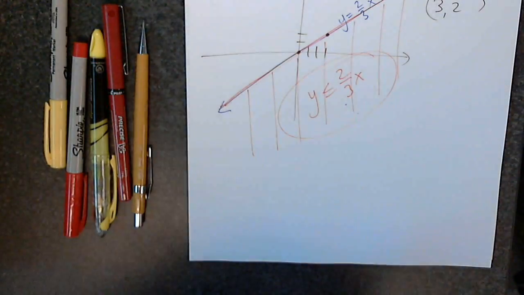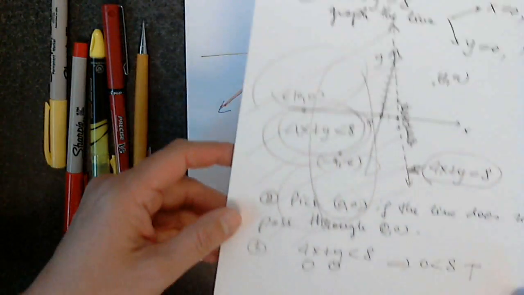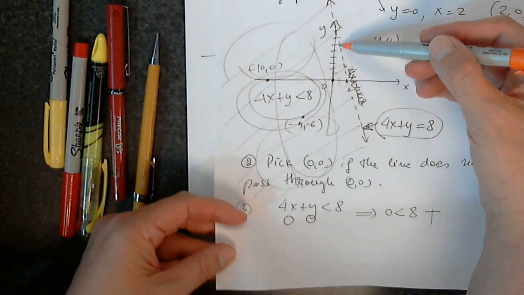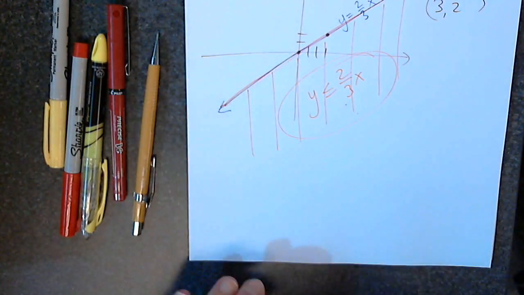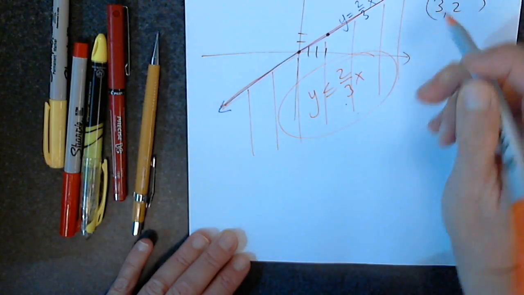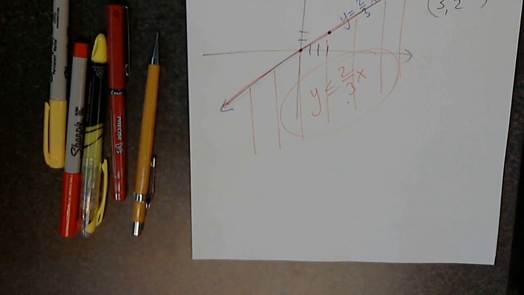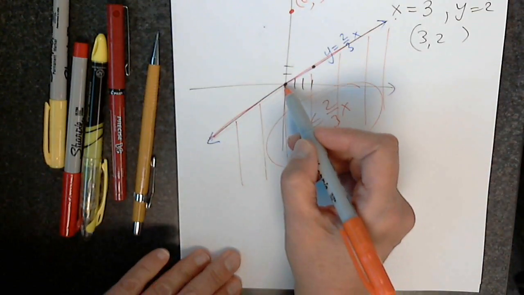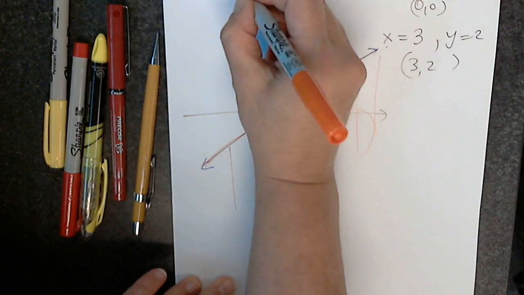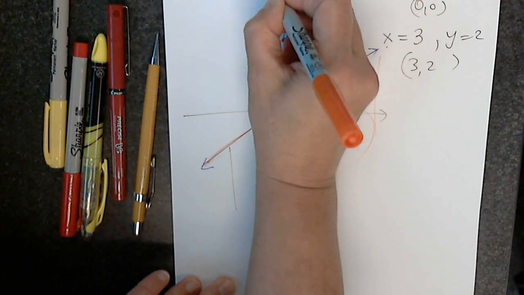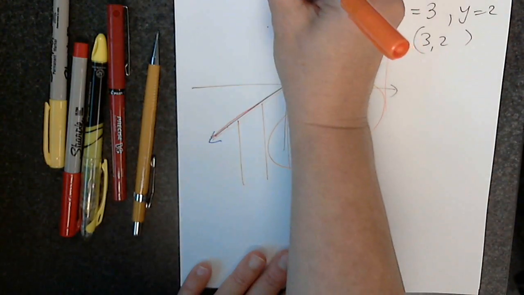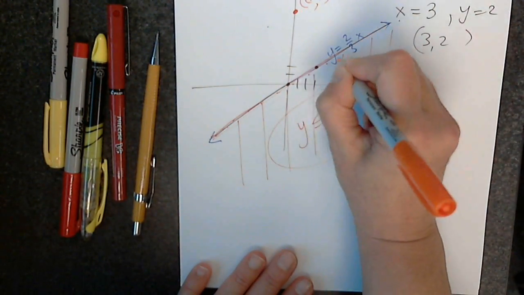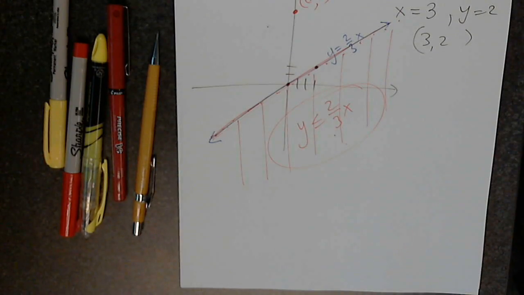Here, the points on the line were not included. They were not part of the solution. So these points are not part of the solution. These points are part of the solution. For example, 0, 0 will be a solution. 0, 0 is 0 less than or equal to 0. Yes, this is a true statement. So that's why now, because of the equal symbol, all points here are part of the solution.